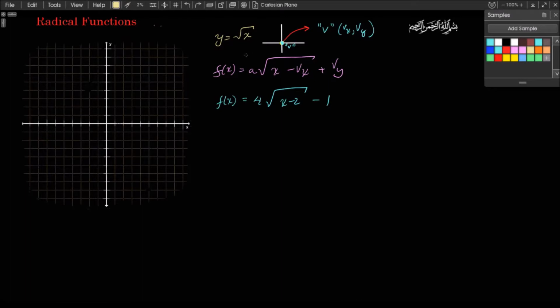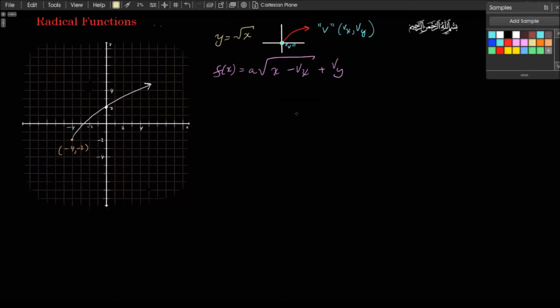So what we did so far is that I suggested to you that y is equal to the square root of x is the parent radical function, and I had suggested to you that f of x equals a times the square root of x minus vx, plus vy. This is the general equation of a radical function, and I've done an example of how you graph a function that's given in this form. Now what I'd like to do is, how do you find the equation of the function if you're given a graph like this? For example, if you're told that this is a radical function, what is the equation of this radical function? Well, how do you go about doing that?